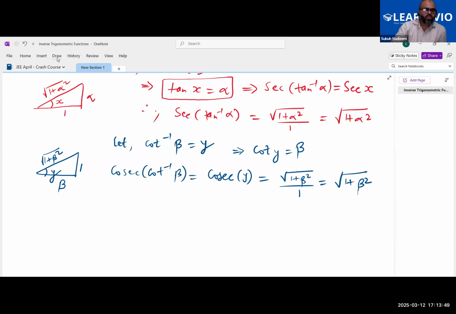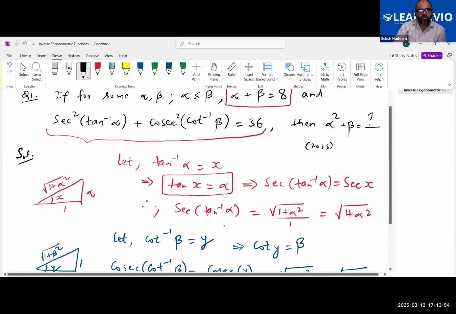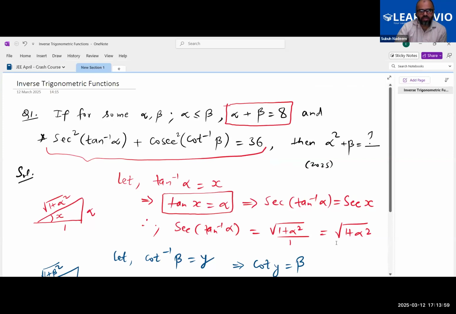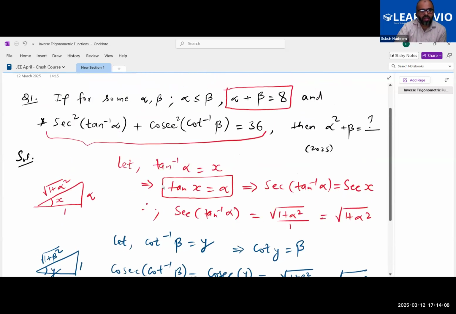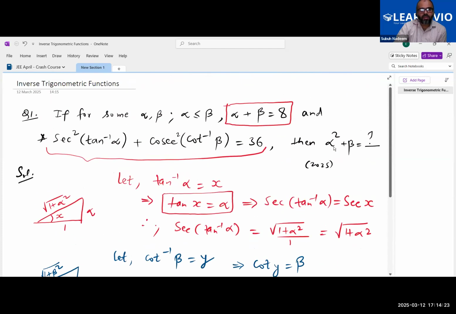So after knowing these two values, what we can do is use this in this equation. Sec tan inverse alpha is root over 1 plus alpha square, and there is a square of it. So it will simply mean 1 plus alpha square, and cosec square cot inverse beta. Cosec of cot inverse beta is root over 1 plus beta square, so its square will be 1 plus beta square, the square root will vanish. And this is equal to 36.